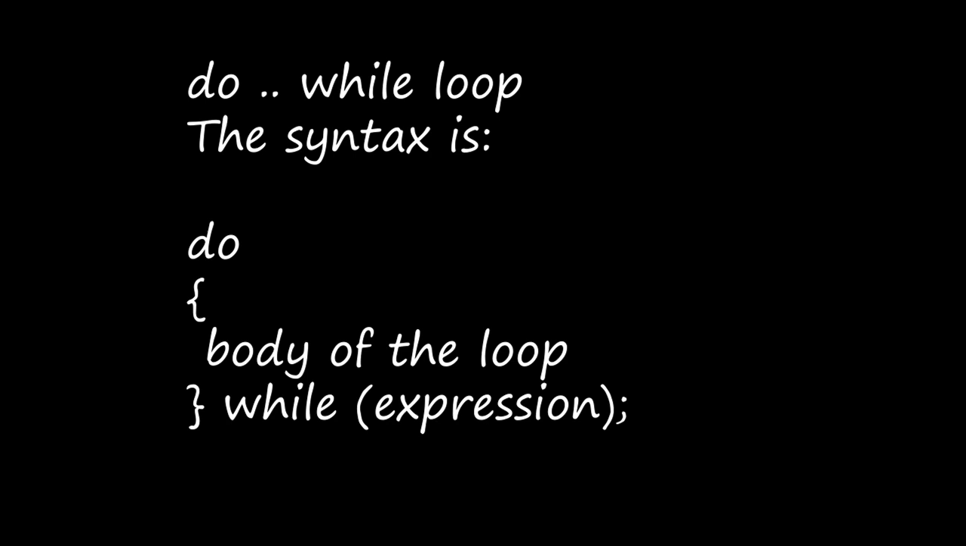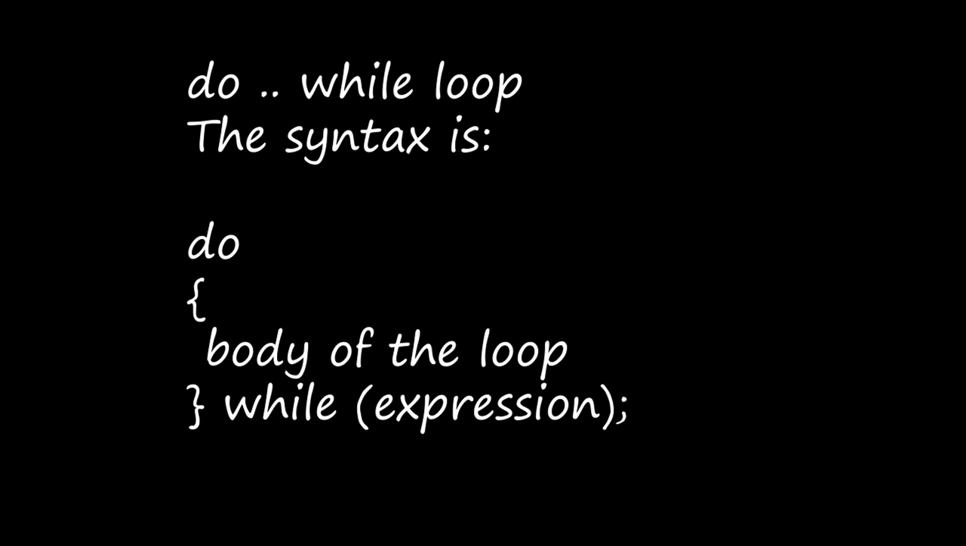The important difference between the while and do while loop is that in the do while loop, the body of the loop will be executed at least once before the condition is checked. In a while loop, first the condition is checked, and only if the condition is true will the code be executed. Here in the do while loop, first the code is executed and then the condition is checked.